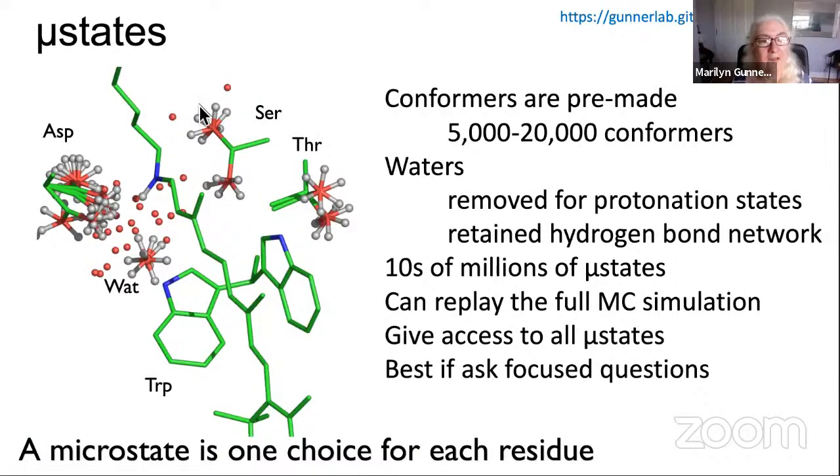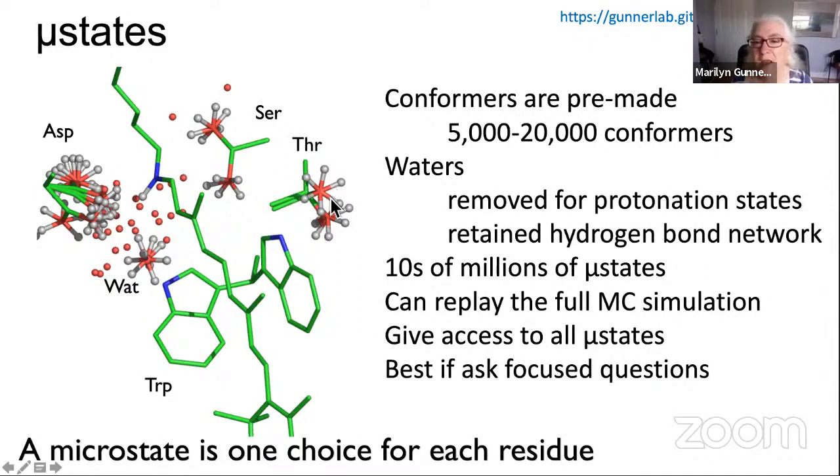Okay, so in Monte Carlo, in MCCE, we pre-make the conformers. It makes it very efficient, and is going to make this way of saving microstates efficient. I don't think you need to do it this way, but this is how we've done it. In a standard MCCE calculation, we will have from 5,000 to 20,000 conformers. Again, I think we can push this up now, just being a little cleverer. So each one of these is one conformer.